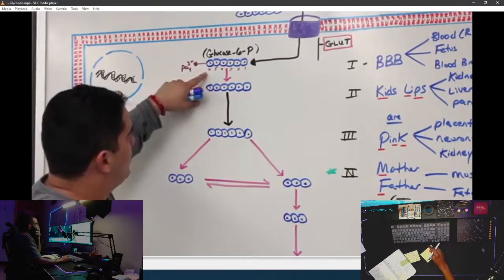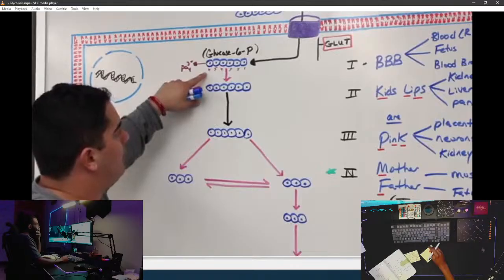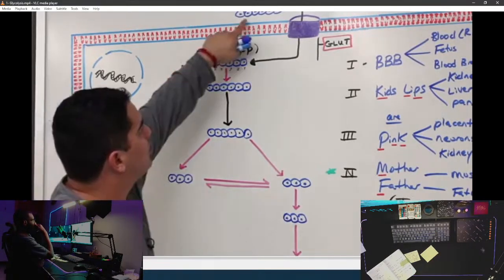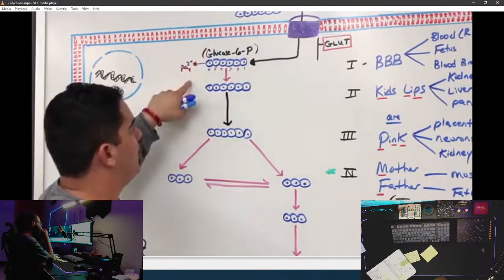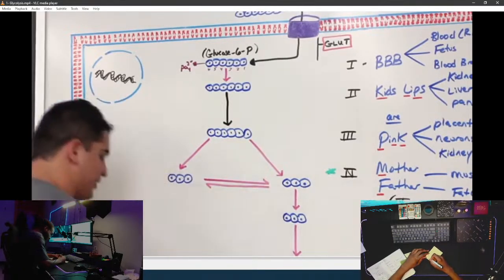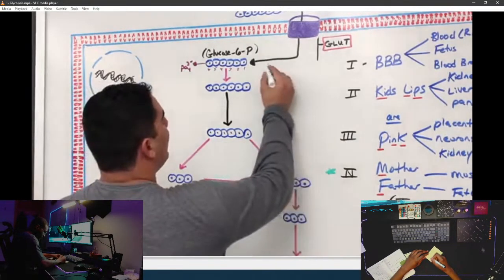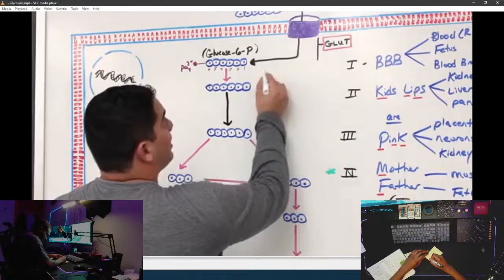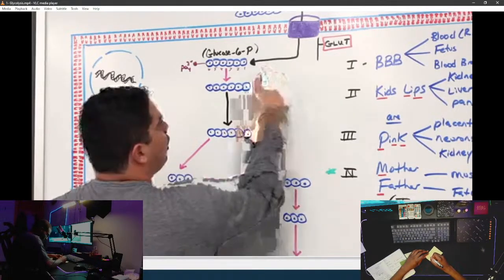This enzyme depends upon the tissue that we'll talk about. There's 2 enzymes. One is going to be called hexokinase. The other one is going to be called glucokinase. Now we'll keep this simple. The other one is going to be glucokinase.